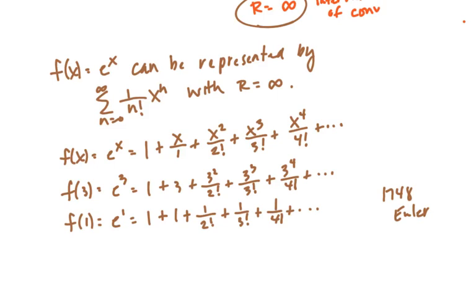Euler used this equation to find the correct value of e to 23 digits. Before calculators, 23 digits. In 2010, Shigeru Kondo used the same equation to compute e to more than 1 trillion decimal places. So Euler was cutting edge. I think we have time for an example.